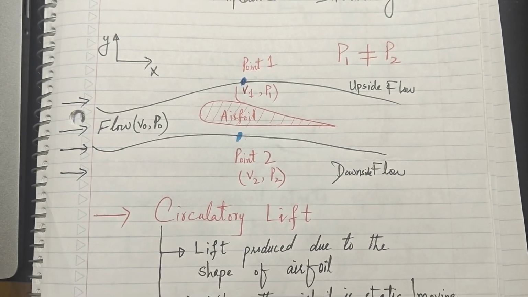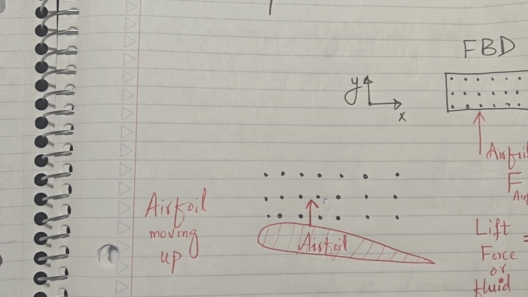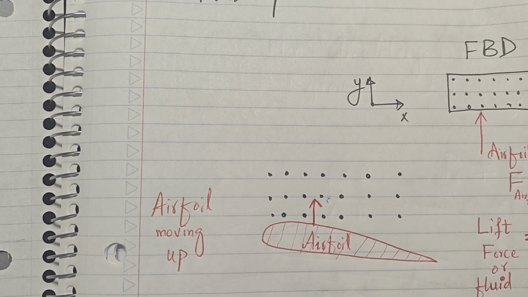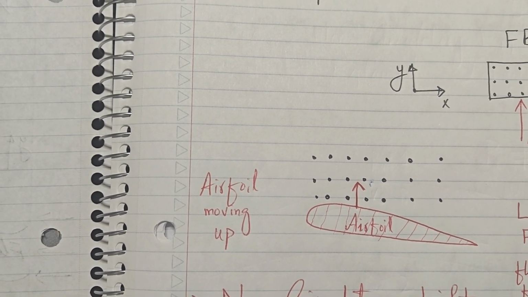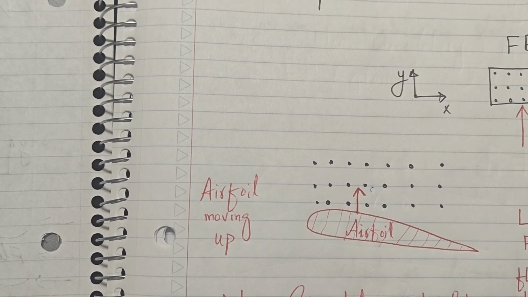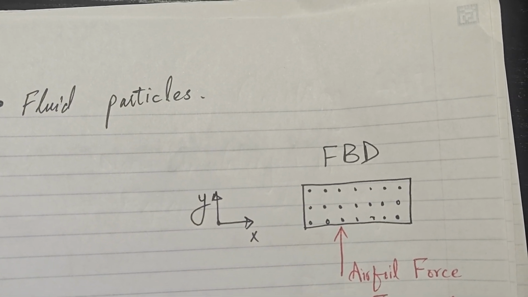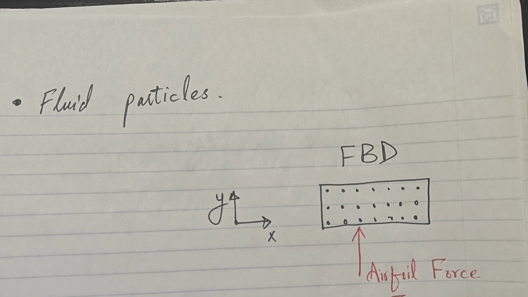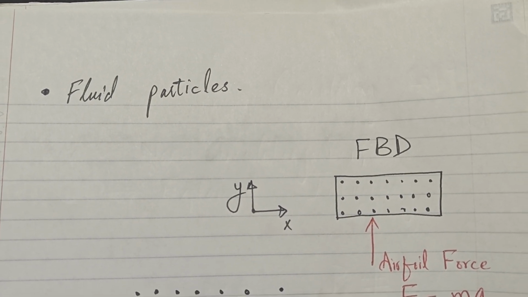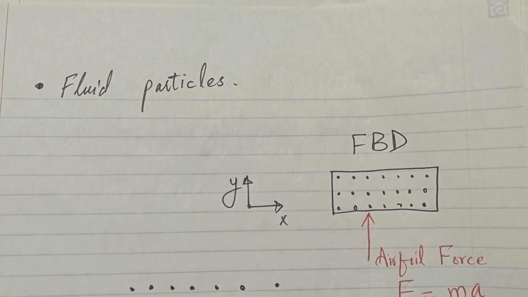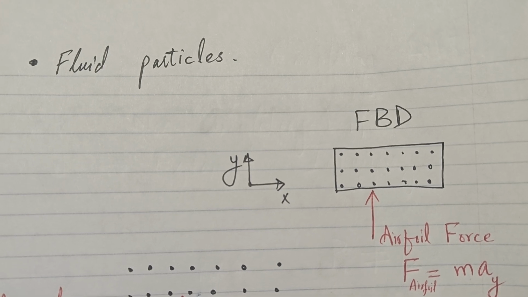Next, what is non-circulatory lift? Assume there are fluid particles, where the black dots represent the fluid particles, and let's say your airfoil starts moving up and applies a force on the fluid particles. If you see the free body diagram from the perspective of the flow, there is an airfoil force that is getting applied on the fluid particles, with a value of m times acceleration in the y direction.